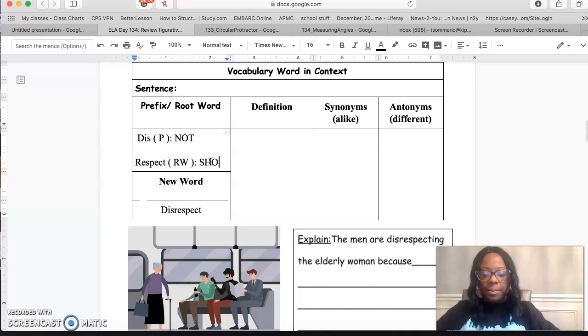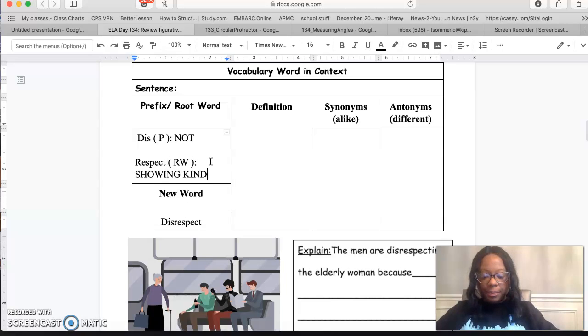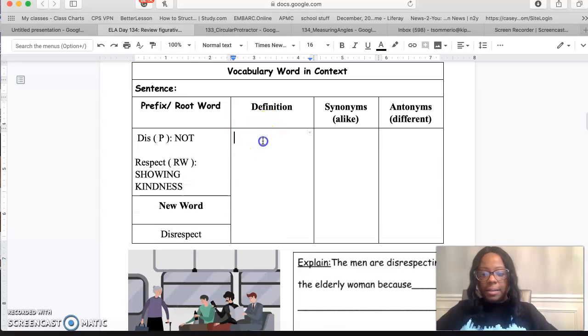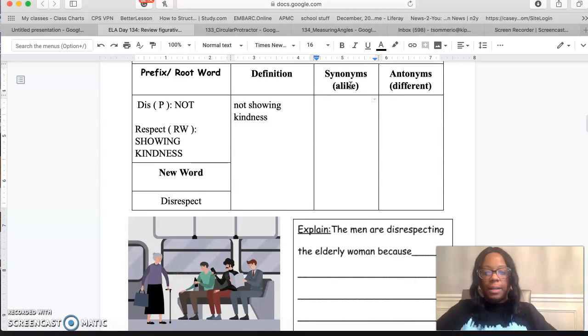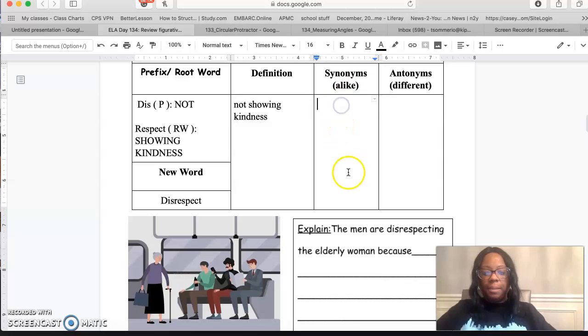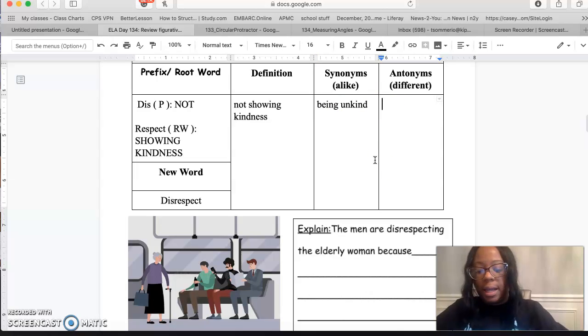Respect means showing kindness. Now, if we were to write out the definition, we would put not showing kindness. And a synonym that we can place for disrespect would be being unkind. And for an antonym, we would say that it would be being kind.